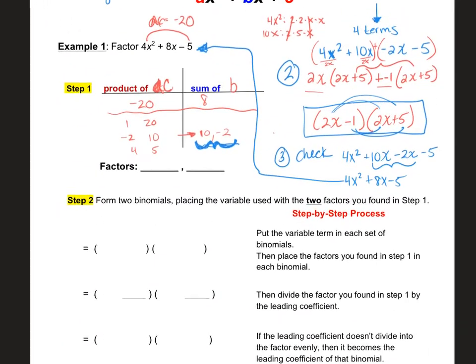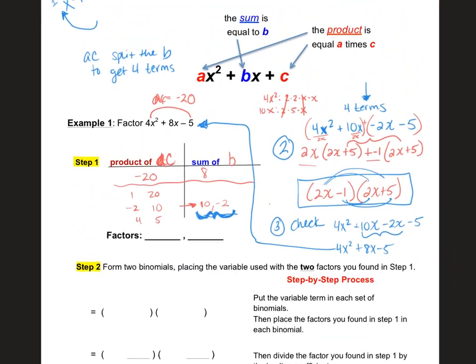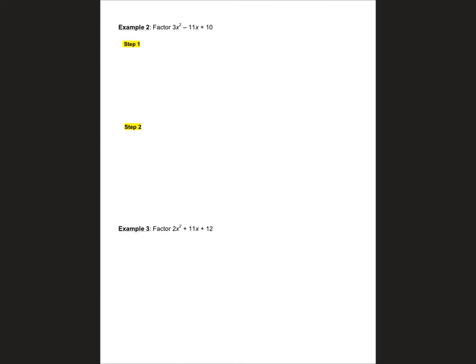So I know it's a lot, but we'll keep going with that. Here's another example. So now, again, step 1 is the AC. So we're going to do that. 3 times 10, which is 30. And so you can make a little table if you need to. We need 2 things that multiply to 30 that add to the B, the negative 11.